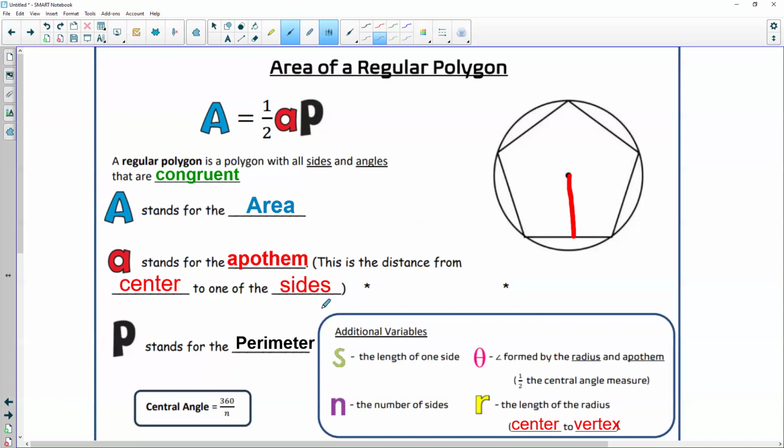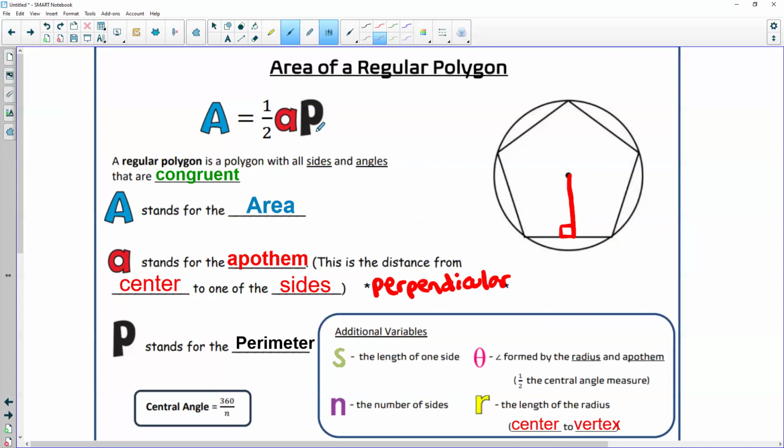Now, one thing we want to make note of here is that your apothem is going to be perpendicular to one of the sides. So we'll see here that a 90-degree angle is formed. So that's your apothem. That's really the new vocabulary word that we're looking at in today's notes. And then the P in this formula stands for the perimeter. So the way we find the area of a regular polygon is we take 1/2 times the apothem times the perimeter.